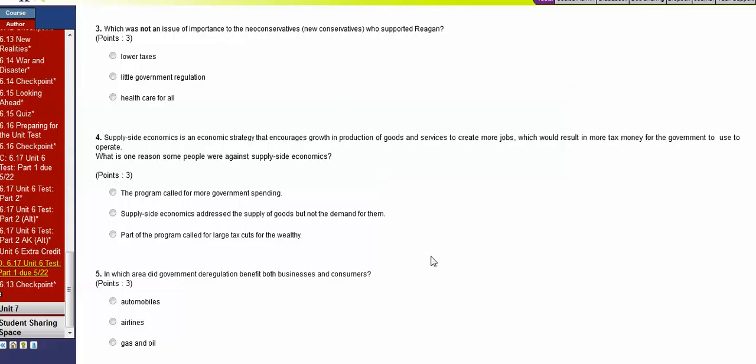Number 4, supply-side economics is an economic strategy that encourages growth in production of goods and services to create more jobs, which would result in more tax money for the government to use to operate. What is one reason some people were against supply-side economics? Was it because the program called for more government spending, that the program's supply-side economics addressed the supply of goods but not the demand for them? Or was it because part of the program called for large tax cuts for the wealthy?